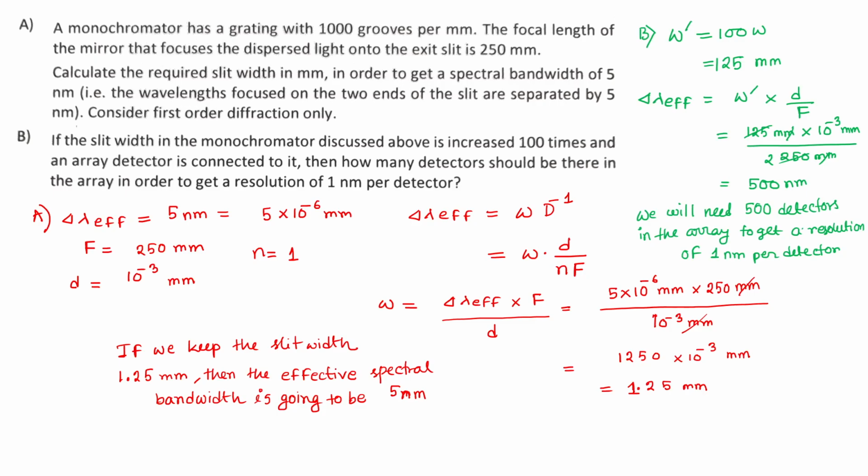Different fluorimeters or absorption spectrophotometers have different gratings or different distances between the grooves, and depending on that, the relationship between lambda effective and slit width is going to be set. So I hope this part is clear to you.